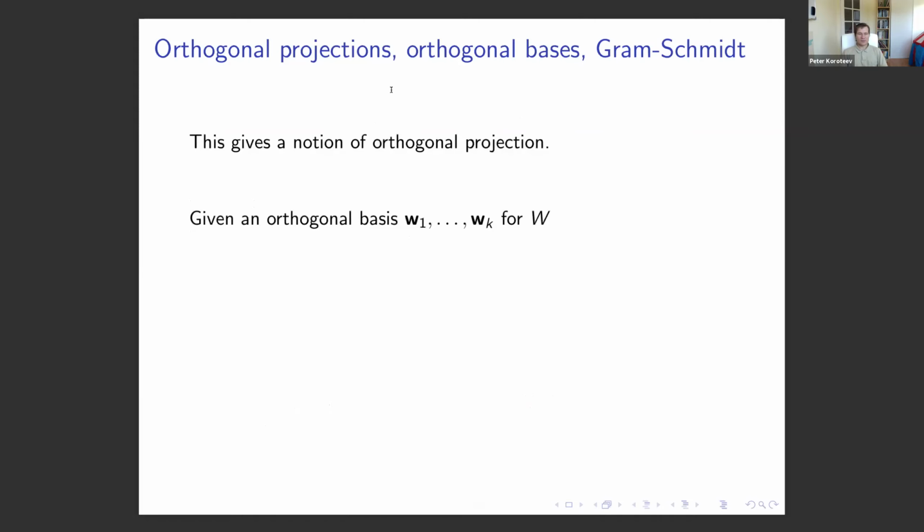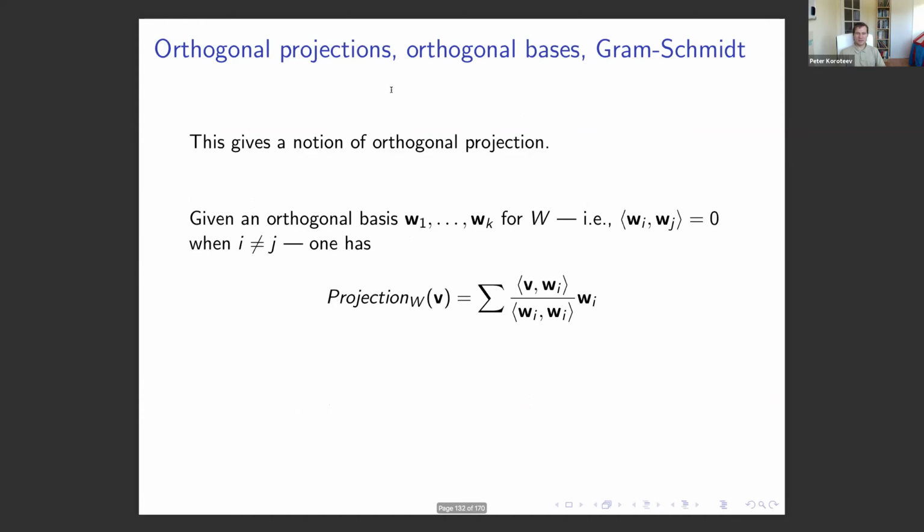So what's the orthogonal projection? We take an orthogonal basis w_1, ..., w_k for W, so the inner product of two different vectors is equal to 0. We can write a similar formula for the orthogonal projection. We just replace the dot product from the beginning of the lecture by this inner product. And then an orthonormal basis can be found by applying the Gram-Schmidt process in this case.